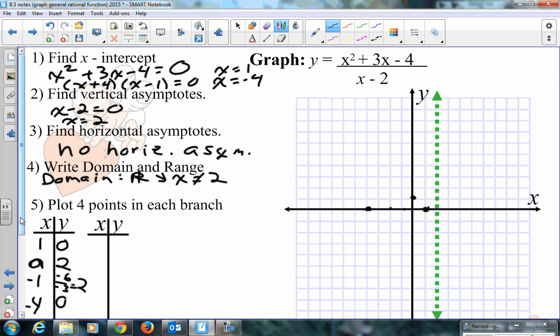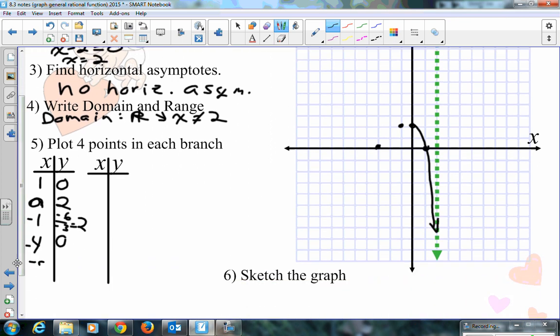Okay, so I have (0, 2), (4, 0), (-4, 0), (-1, 2). It's not real clear. I know that this side must be doing this. Let's get one more that's further out than negative 4. So let's say negative 5.